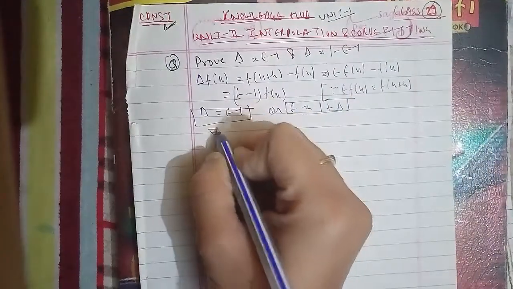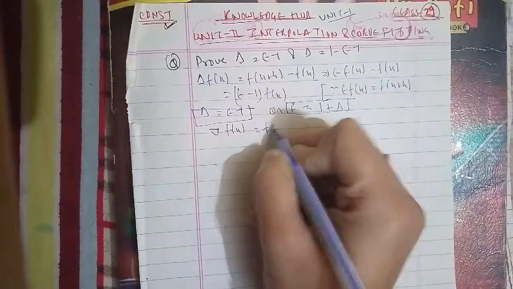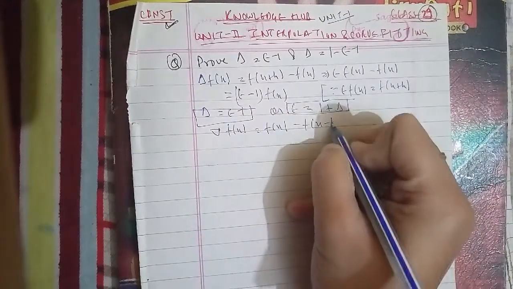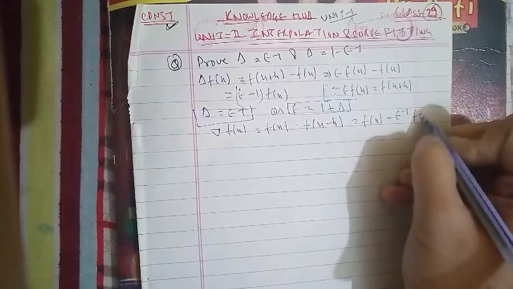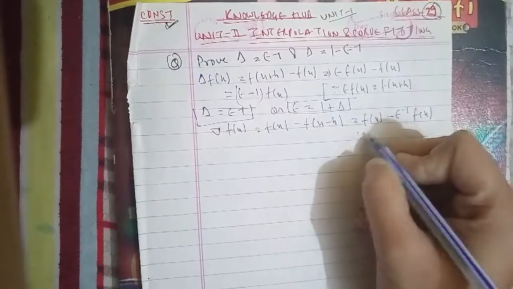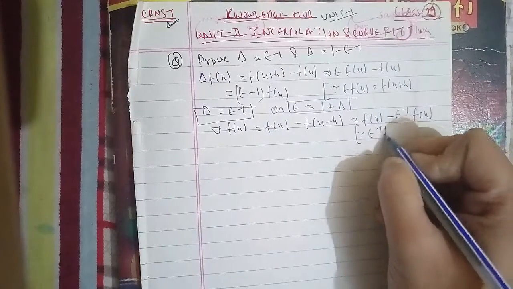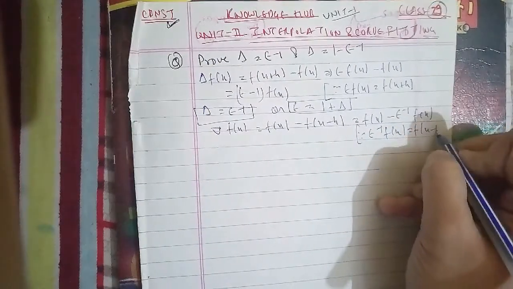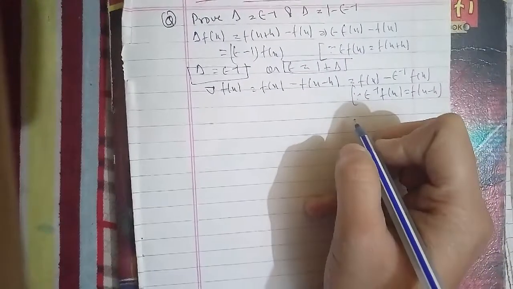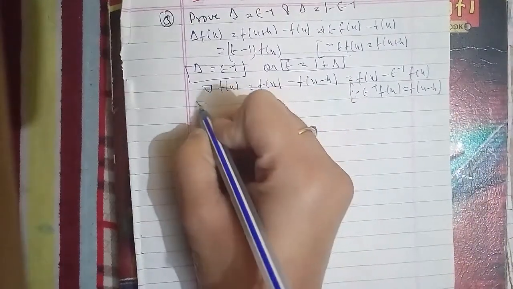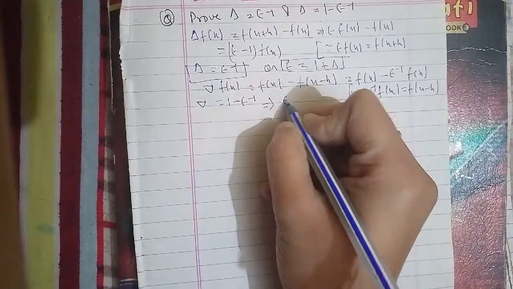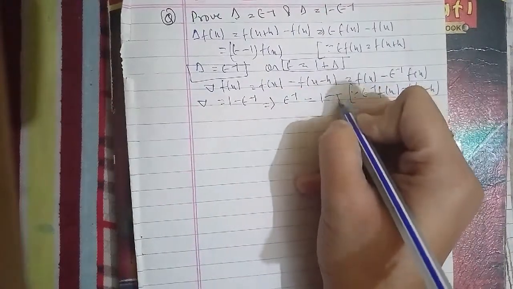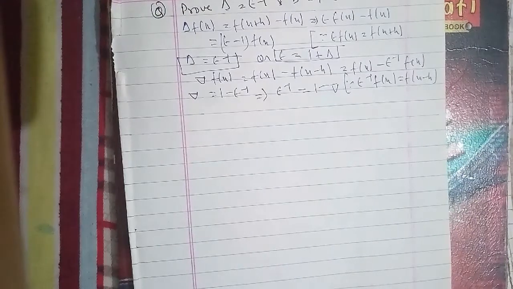Consider nabla f(x) equals f(x) minus f(x minus h), which equals f(x) minus E inverse f(x). For the same, E inverse f(x) equals f(x minus h). Comparing the operator of f(x) on both sides, we get the backward operator equals 1 minus E inverse, so E equals 1 minus the backward operator, to the power minus 1. Now we go ahead to the next question that we have to discuss here.